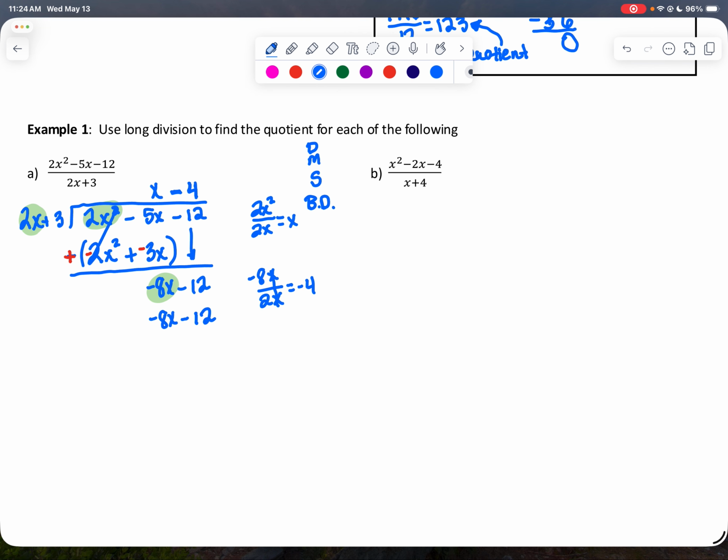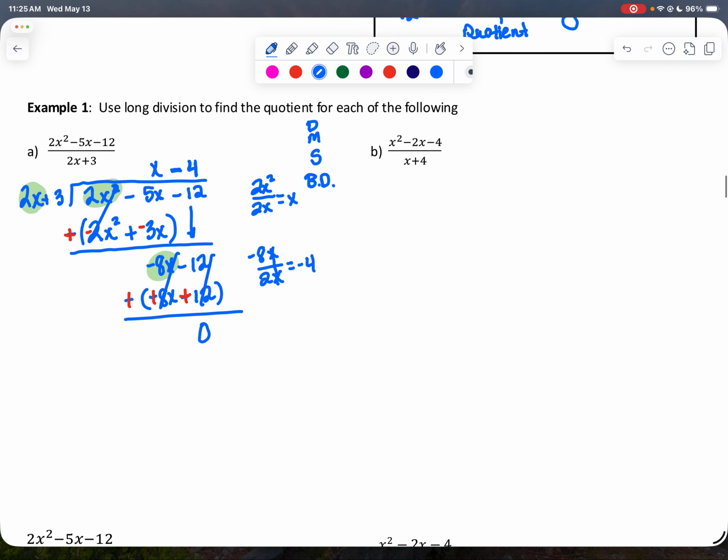All right, our next step is to subtract. But remember, to make this easier, we're going to rewrite the subtraction as addition of the opposite. So this would be plus, negative 8x becomes positive 8x, minus 12 becomes plus 12. All right, so negative 8x plus 8x, that zeroes out. Negative 12 plus 12, that zeroes out. So we're left with a remainder of 0.